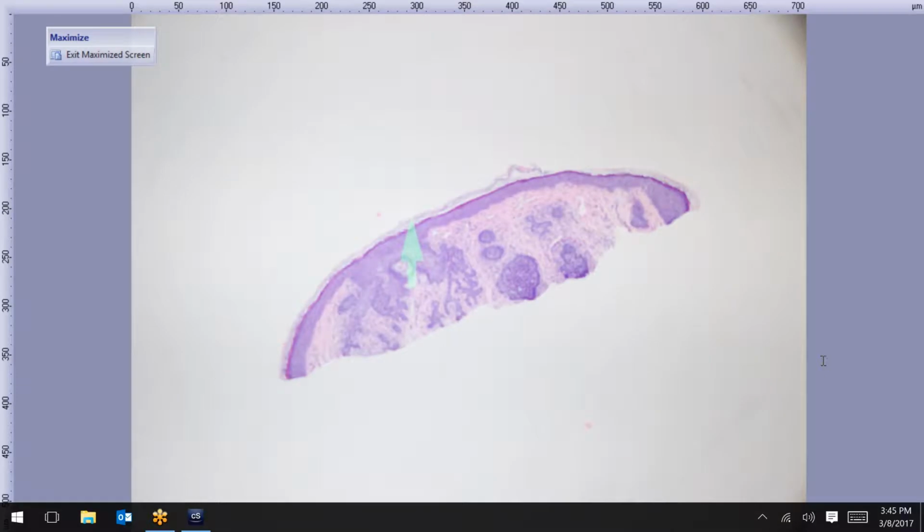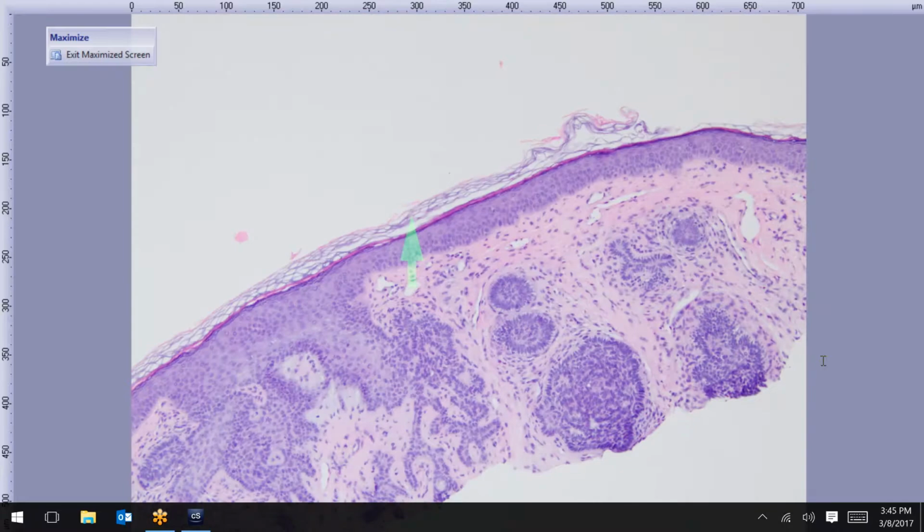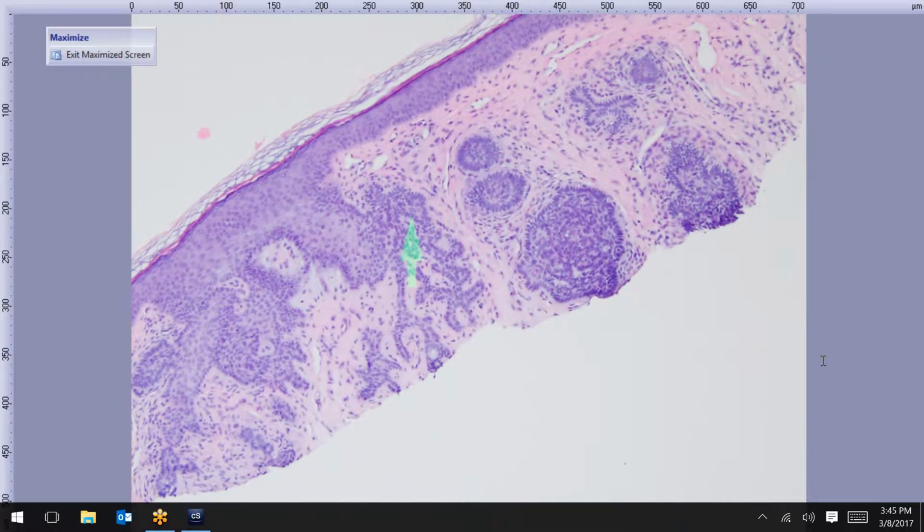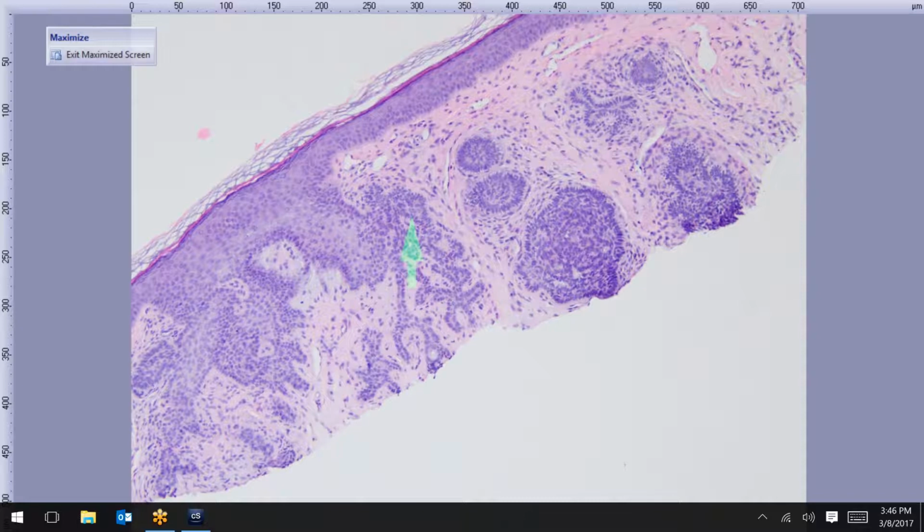This is just a small shave biopsy that was done. And at this power, we'll try this out. If anybody has a clue what this might be, you want to either say it or just type it in. And I see somebody put BCC, and that would be something to pause for.